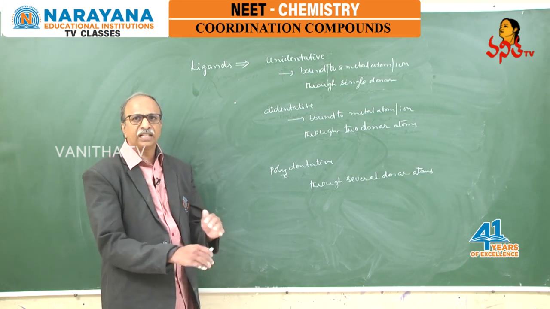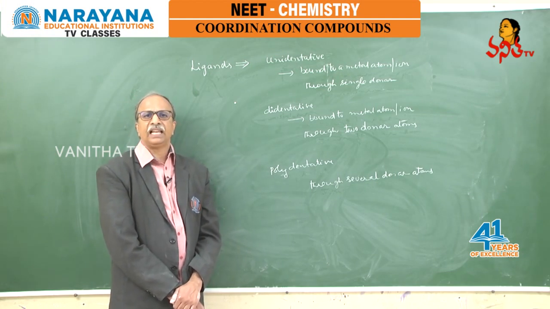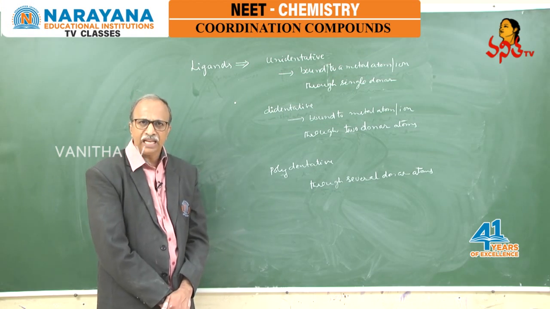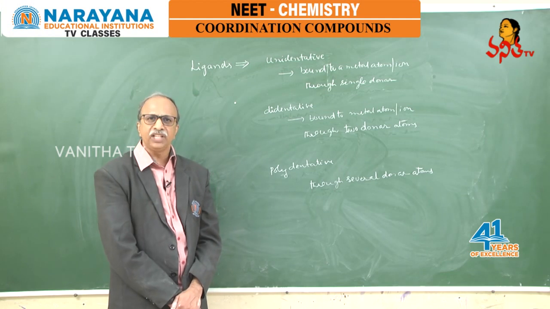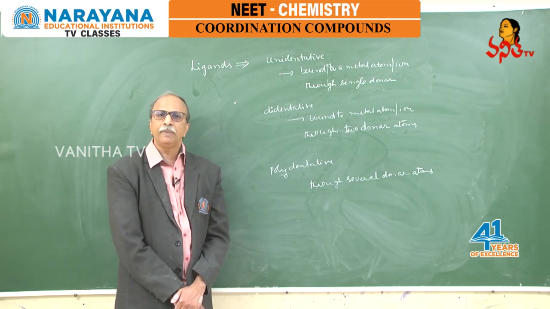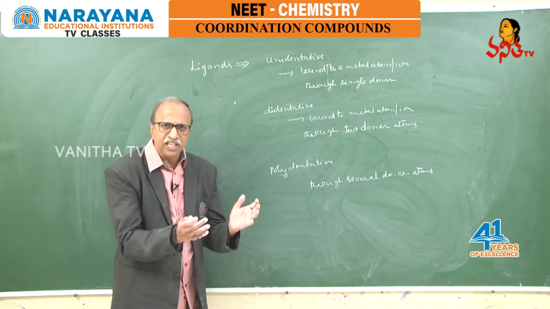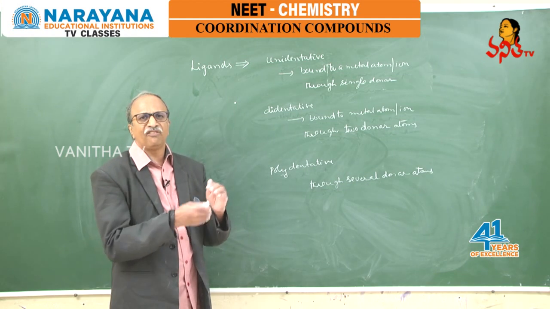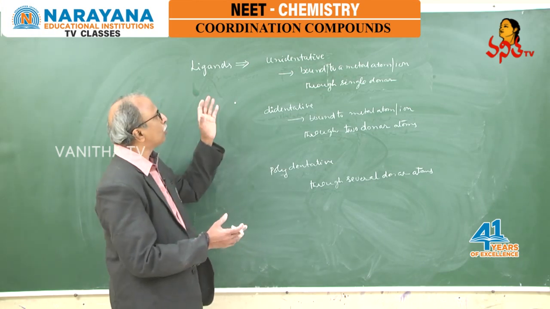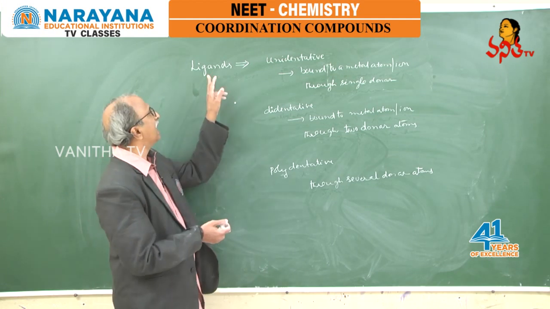If you consider Werner's theory, we learned that the metal atom or ion exhibits two types of valencies, that is, two types of bonding nature: primary valency and secondary valency. These secondary valencies are covalent in nature. This covalent character is attributed to the metal atom or ion due to the formation of a coordinate covalent bond, that means a dative bond. In such a case, there must be a species that donates an electron pair for the formation of this dative bond to satisfy the secondary valency. Such a species, which forms a dative bond with the metal atom or ion in the formation of the complex, is called a ligand.